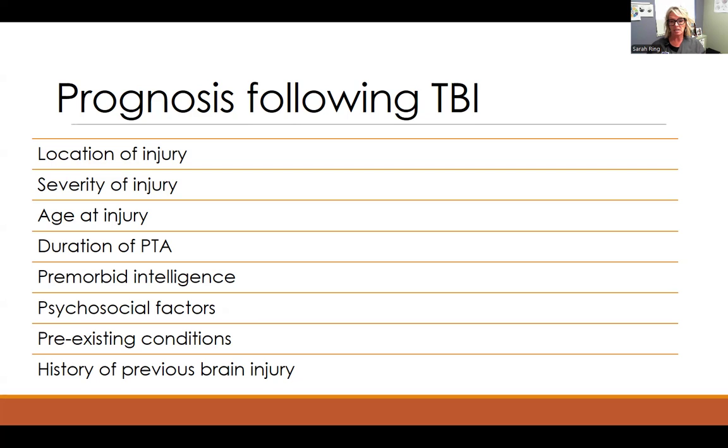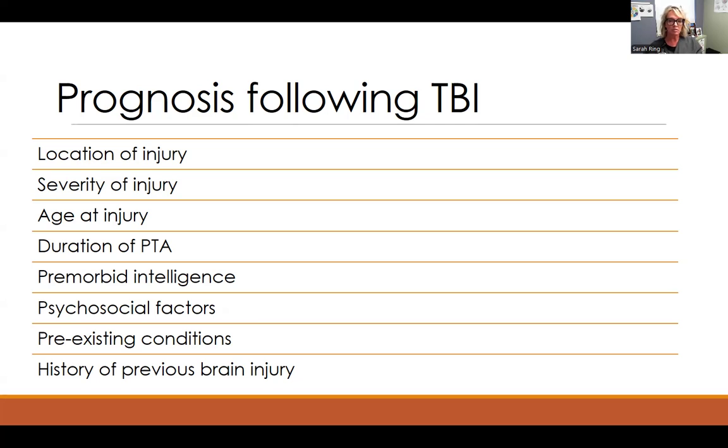There are several factors that an individual may bring to their brain injury that also influence prognosis. So an individual's pre-morbid intelligence level has been identified to influence prognosis. Things such as psychosocial factors, your socioeconomic status, your familial unit and level of support, those sorts of factors can influence prognosis. Pre-existing conditions such as medical conditions, mental health conditions, pain, headache, sleep issues, all of those sorts of factors can influence recovery after TBI.